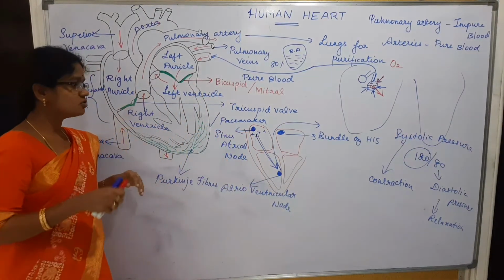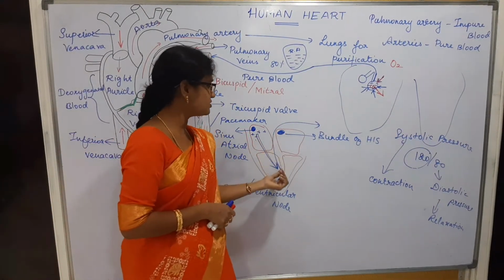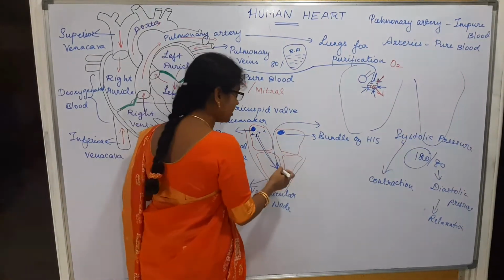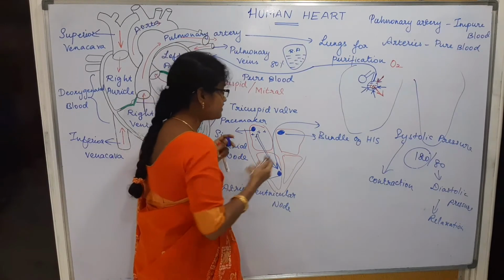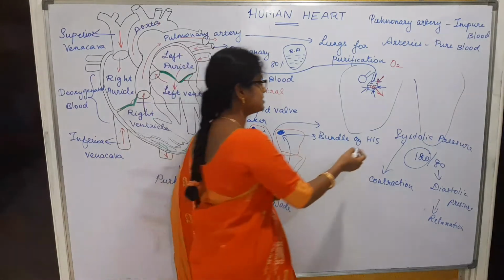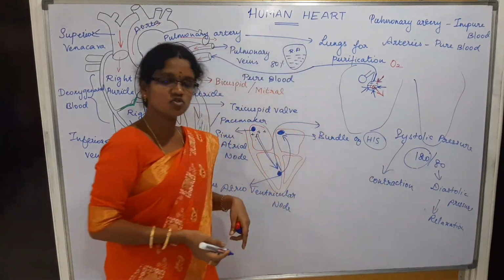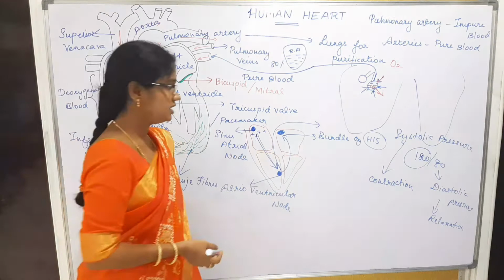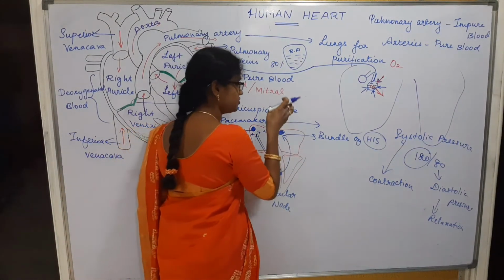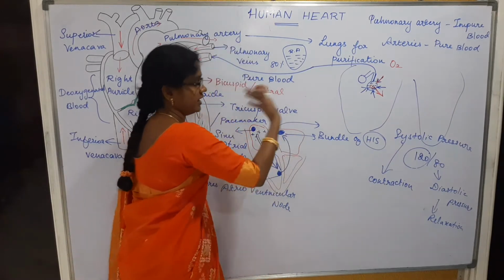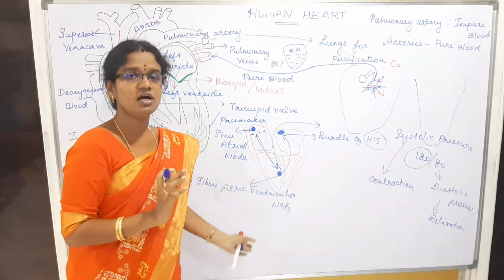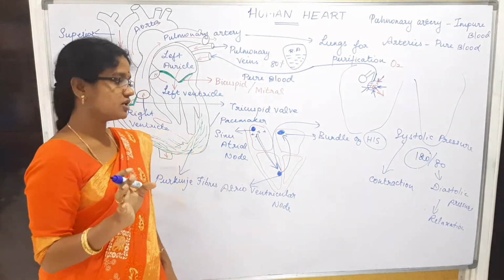Then you will be able to understand that the bundle of His is transmitting the impulses. That means the atrioventricular node transmits the impulse to the bundle of His. How does this name come? It is named after a scientist who discovered that node. So when the atrioventricular node transmits the impulse to the bundle of His, the right side of the heart starts inducing the impulses throughout the heart. This is the actual functioning.